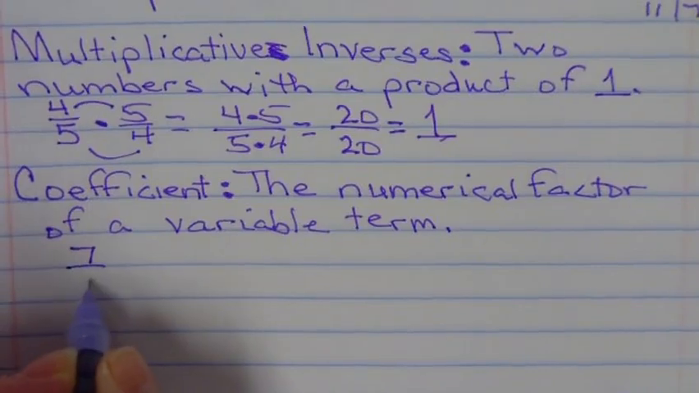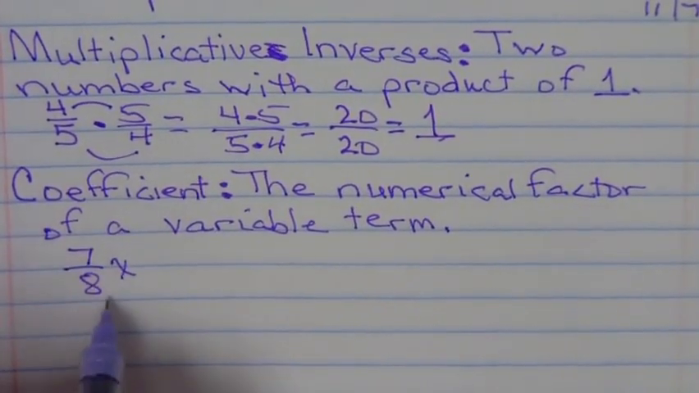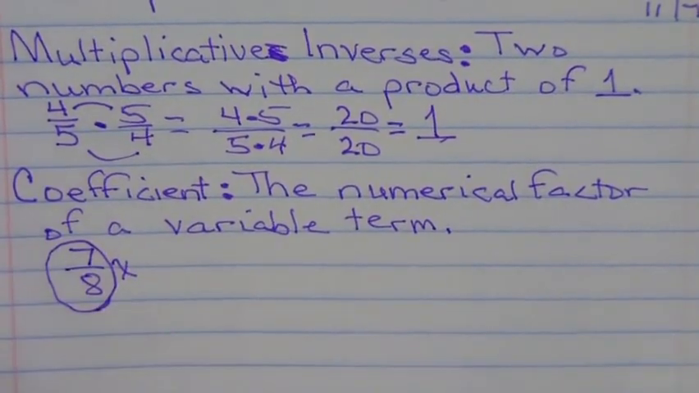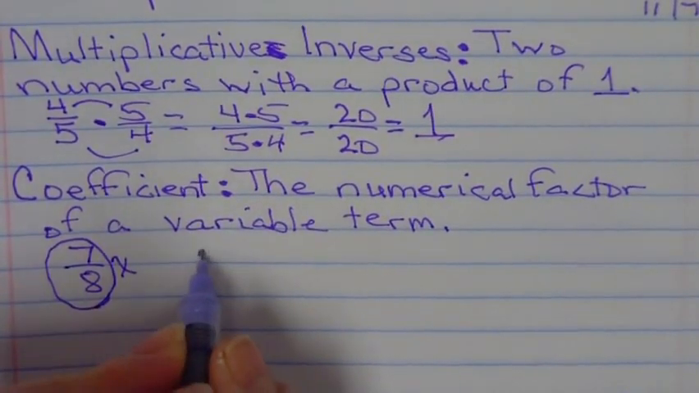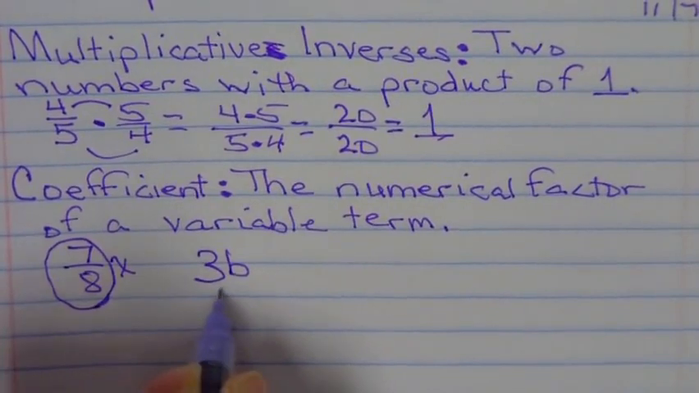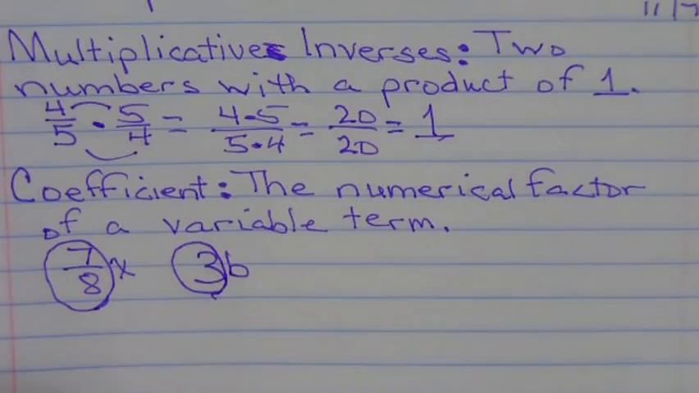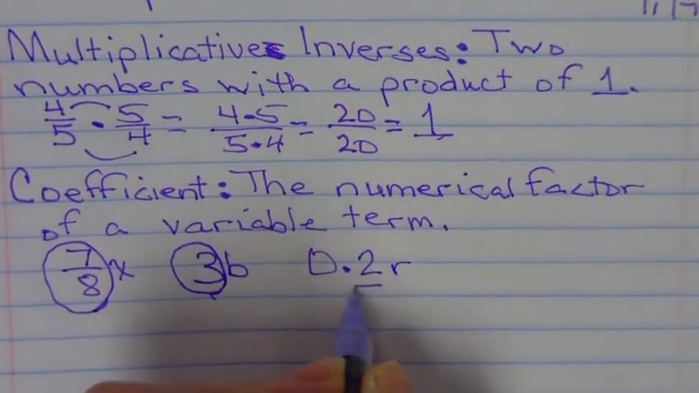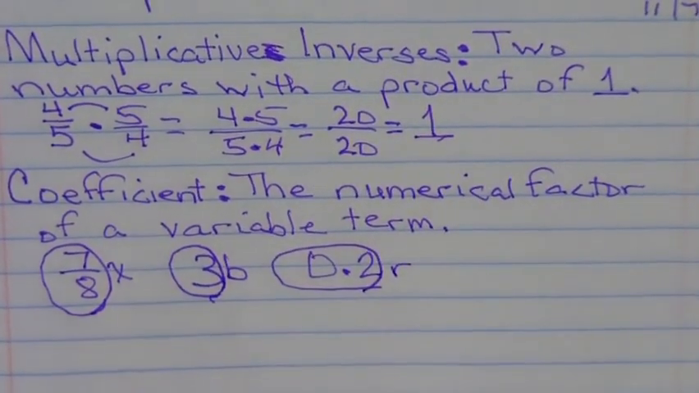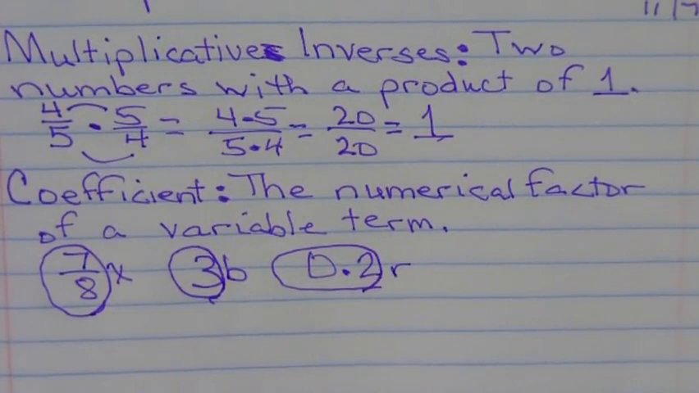If I have 7/8 times x, the 7/8 is the coefficient. If I have 3b, the 3 is the coefficient. If I have 0.2r, the 0.2 is the coefficient. Are we good with that? Tell me to slow down if I'm too fast.